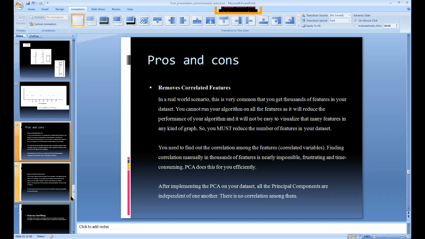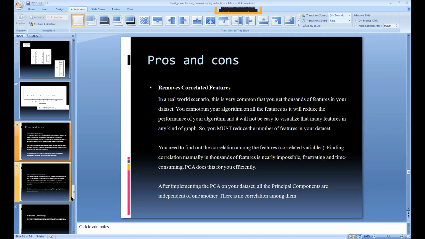The advantage is that it removes the correlated features because it takes the eigenvalues. Based on the eigenvalue only we choose the features. I already told you that the feature having the highest eigenvalue is the one with high variance. In such a way we can easily reduce the correlation of the features.